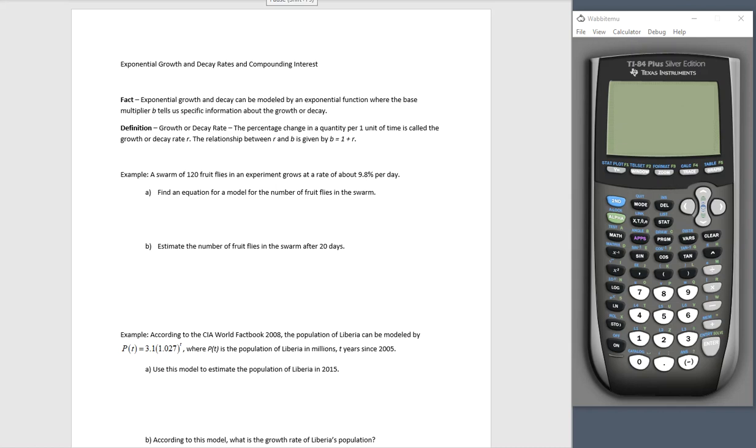Hello, and welcome to exponential growth and decay rates and compounding interest. It seems like they don't go together, but they're all exponential. It's all good. So let's start with a fact: exponential growth and decay can be modeled by an exponential function where the base multiplier b tells us specific information about the growth or decay. All right, so we'll get to that.